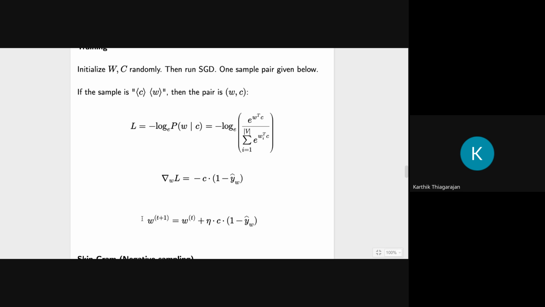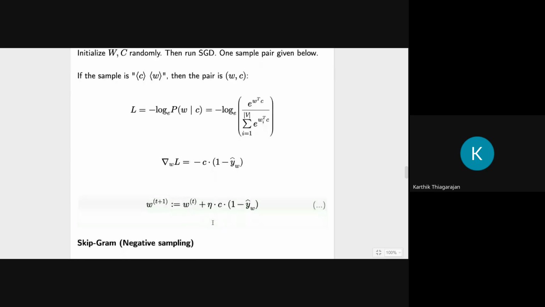So WT, I hope you understand what WT means. WT is the word embedding corresponding to target word W at time step T. WT plus 1 is at time step T plus 1. So how do you update the word embedding? You add the learning rate times the context vector times 1 minus the predicted probability of W being the target word. The interpretation, I think you already know.